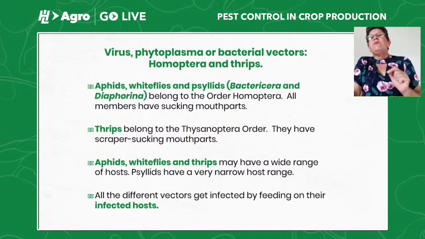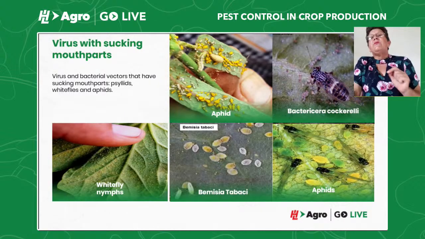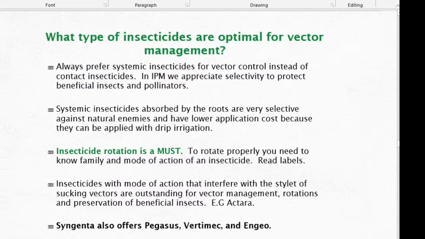I need the slide with the pictures, please. The next one. Yes, we have aphids on the upper left. We have Bactericera cockerelli, very important for solanaceous crops because it transmits bacteria and phytoplasma. On the lower right, you have aphids. In the middle, you have Bemisia tabaci, which is the whitefly.